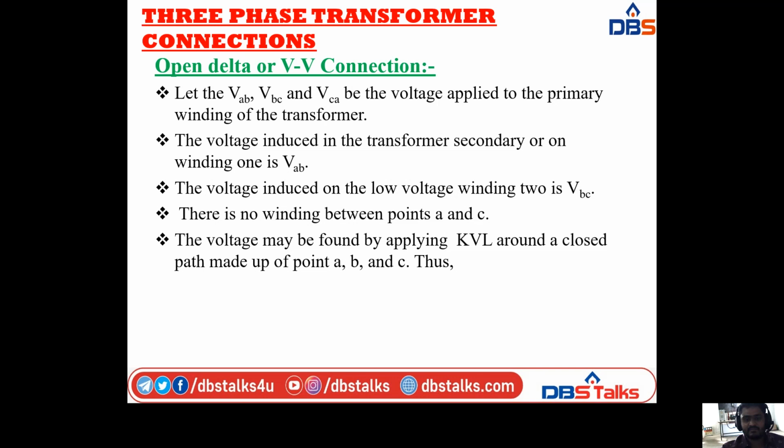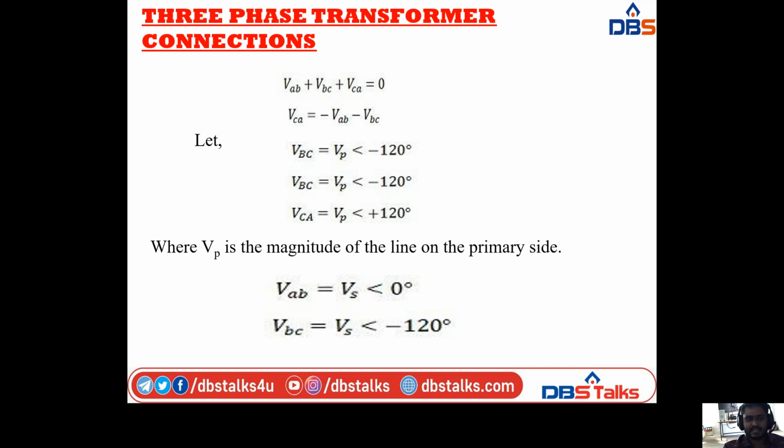There is no winding between points A and C. That means we are neglecting one; that is the open. So the voltage may be found by applying KVL around a closed path made up of points A, B and C. Thus, after applying the KVL, we have VAB plus VBC plus VCA is equal to 0. Then from this we write VCA is equal to minus VAB minus VBC.